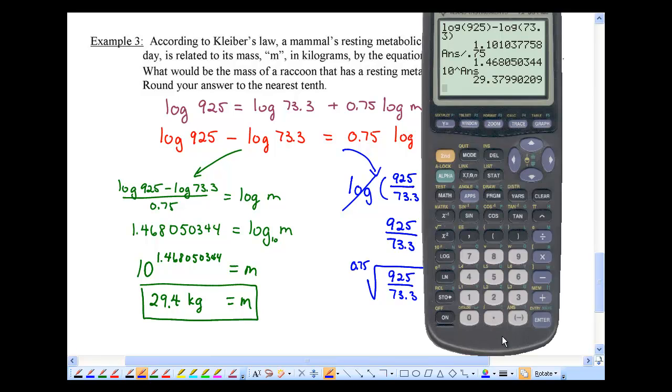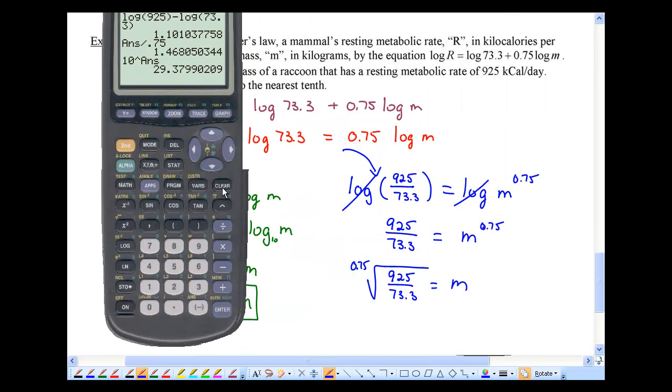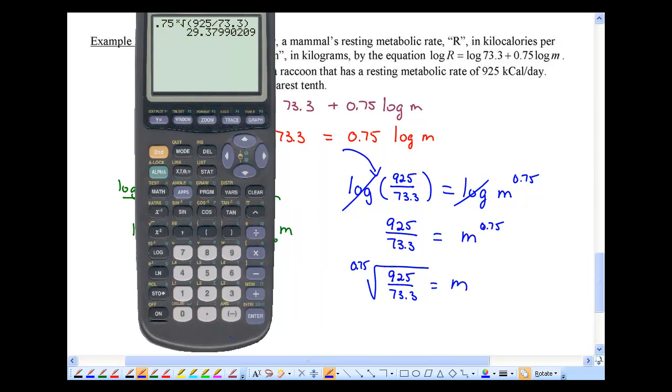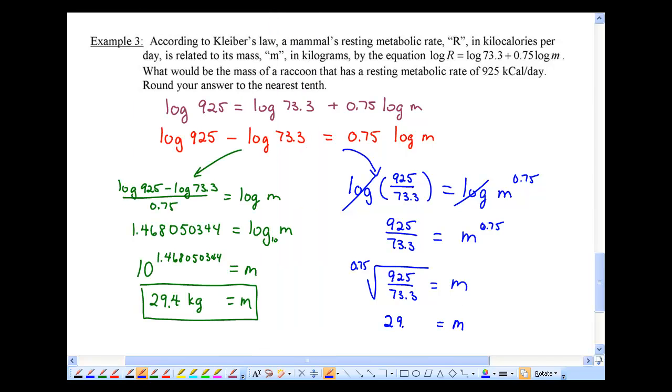We can do that on your calculator as well. Okay, let's do the 0.75 root. 925 divided by 73.3. Same thing. 29.37 or 29.4 kilograms as well. Both ways work. It's up to you what you like. Ta-da.